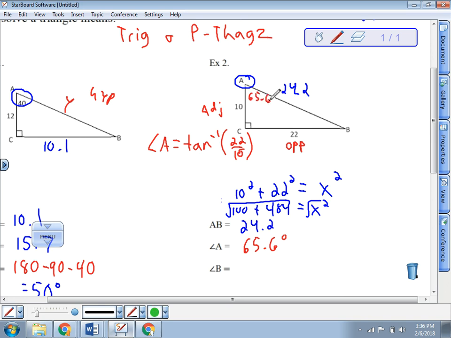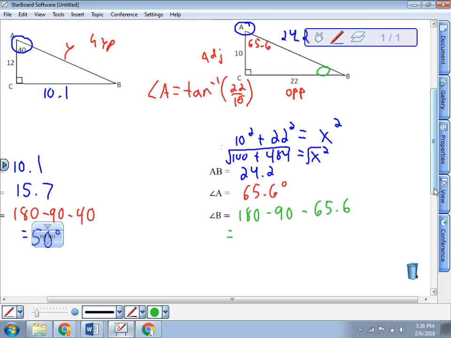We'll then find angle B right here. We know two of the angles, so let's subtract from 180. 180 minus 90 minus 65.6 equals 24.4 degrees. So that is how you solve right triangles, by finding the missing sides and angles. You're going to use a lot of trig, the Pythagorean theorem, and remember the rule that all angles of a triangle add up to 180.